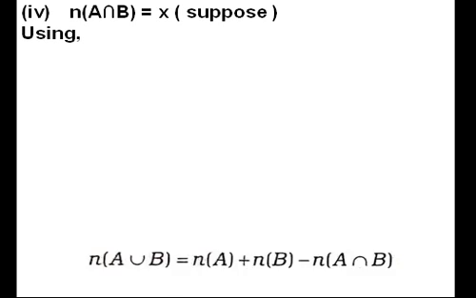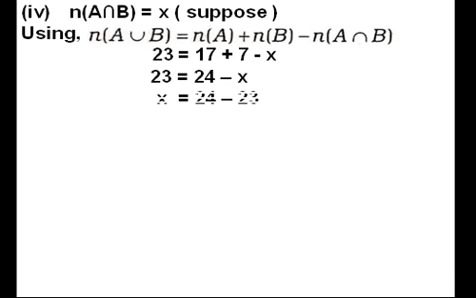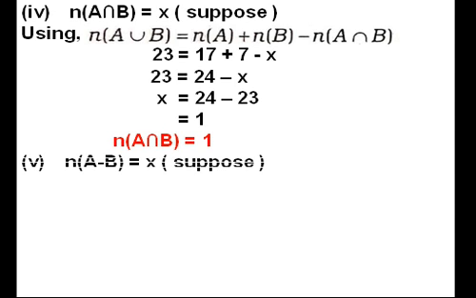Moving ahead with the fourth part, where we have to find A intersection B, the cardinal number of it. So assuming it to be X, this time the property that I am going to use is the cardinal number of A union B equal to the cardinal number of A plus cardinal number of B minus cardinal number of A intersection B. Substituting the values here and getting the value of X, it comes equal to 1. So cardinal number of A intersection B comes equal to 1.